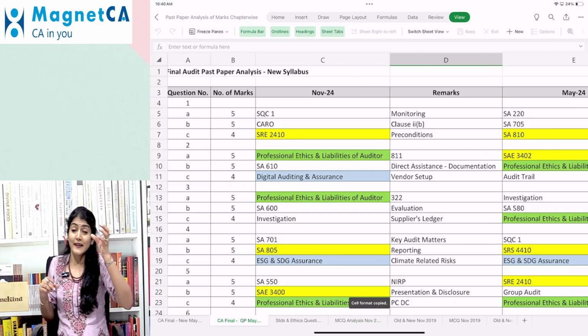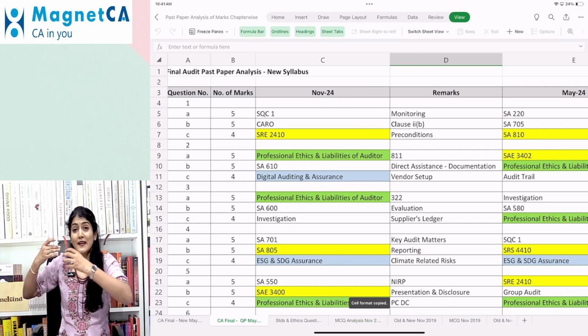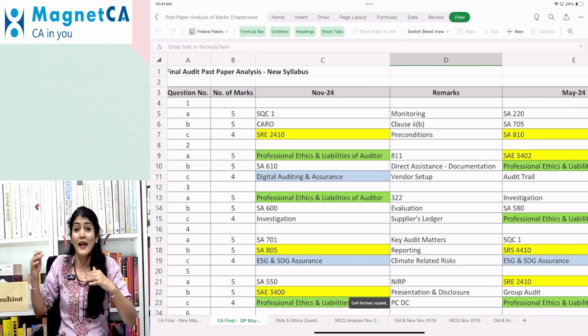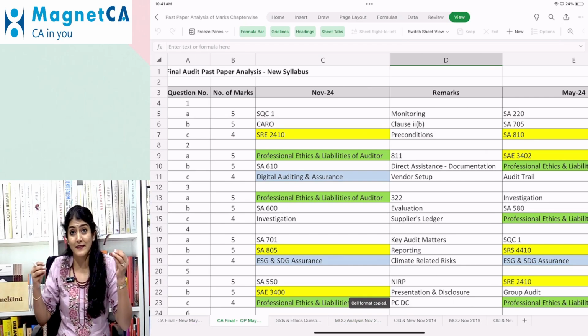Right, then CARO, inventory and working capital, right? So if the company has been sanctioned working capital limit in excess of 5 crore at any point of time during the year, then what does it say?